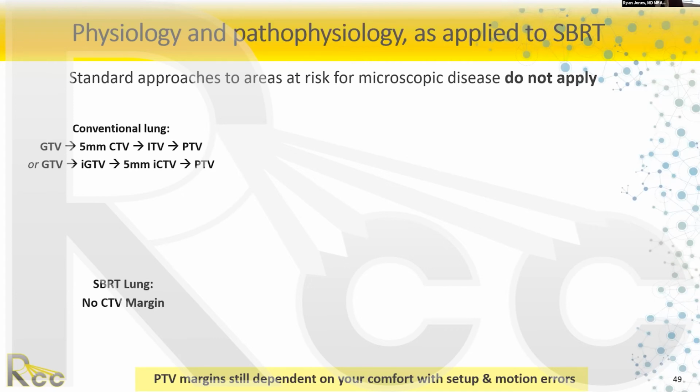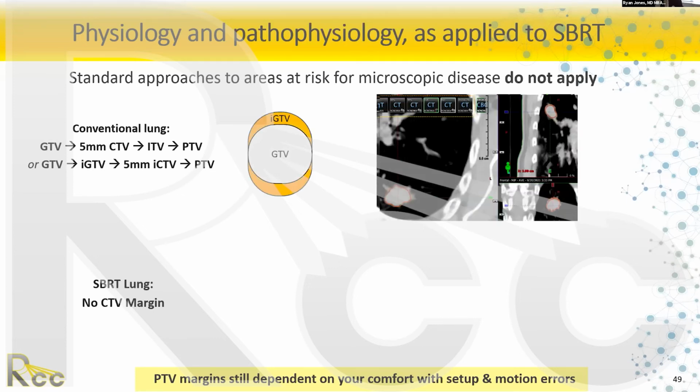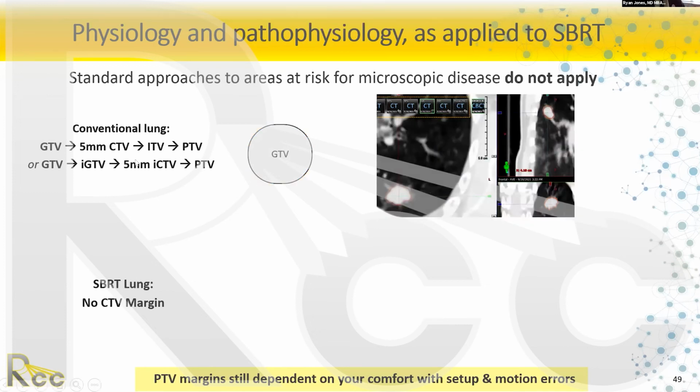But let's focus on lung, because this is a key concept and takeaway. Let's say a conventional fractionation of lung, which in the US we often do as 60 gray in 30 fractions over 6 weeks. You will contour out your gross tumor, which I have drawn here. I'm not saying you have to do this order. There are 2 general ways.